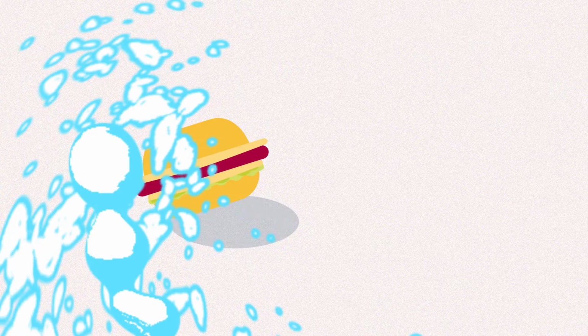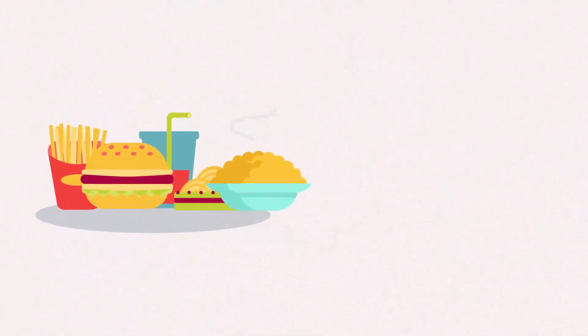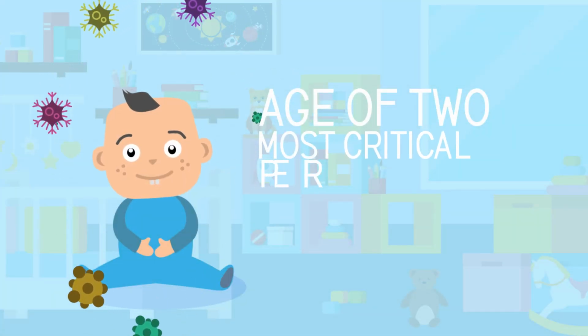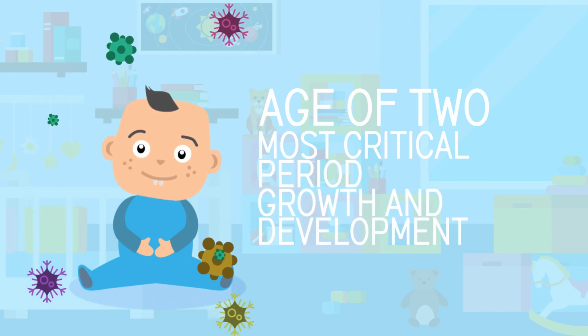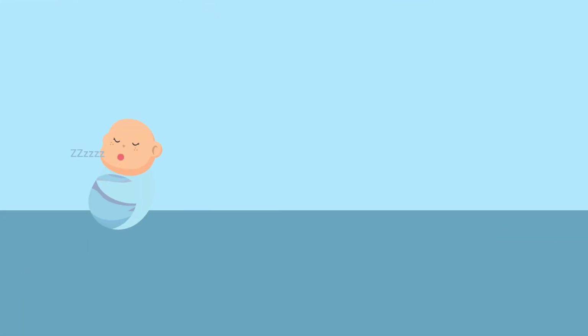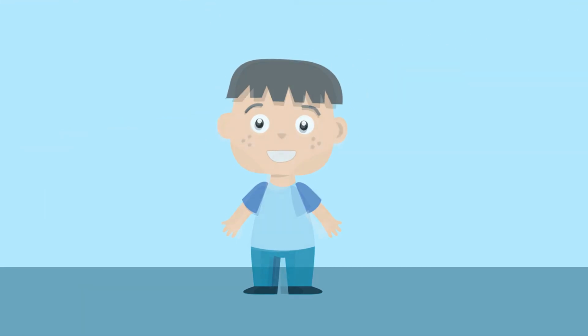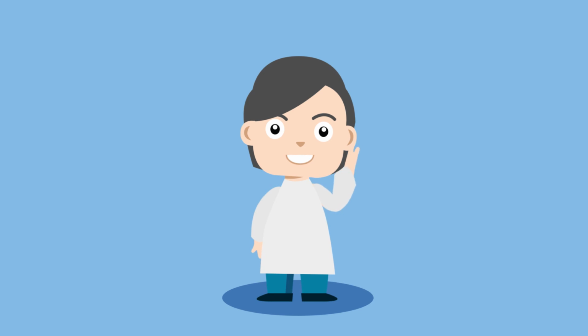Hidden hunger can arise from consuming foods with low micronutrient value or from frequent infections that limit the body's use of nutrients. The first 1,000 days of life, from conception to the age of 2, is the most critical period for successful growth and development. Young children grow so quickly that they often can't get enough micronutrients in their diet to keep up with their needs. Let us take the example of vitamin A.